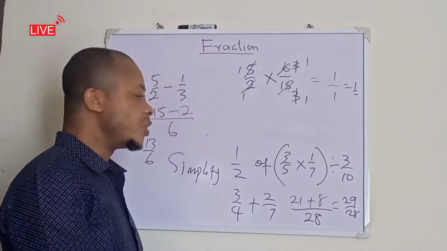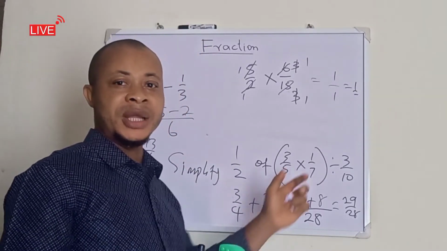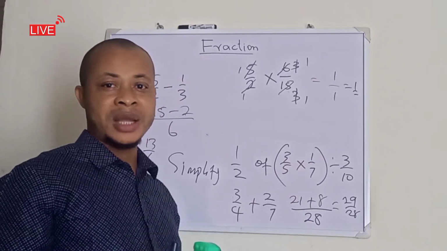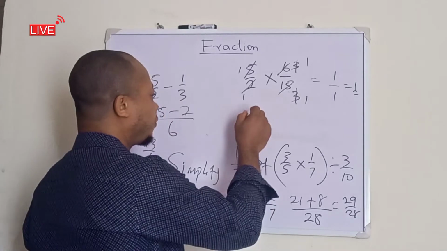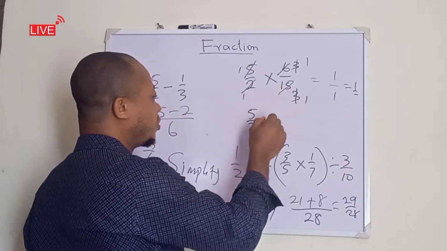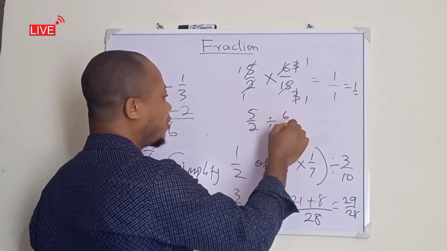Now let's go to division to see whenever they are connected by a division sign. Let us see how we are going to solve it. If I have 5 over 2 divided by 6 over 15.